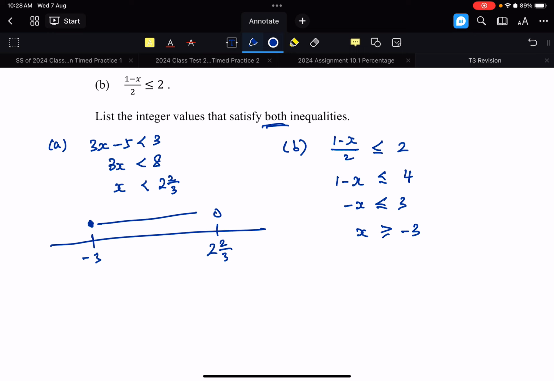Okay, therefore, let me try to do it nicely, right? Therefore, list of integers. Let's spell it properly. Integers are: we start from negative 3, negative 2, negative 1, 0, 1, 2. There we go. Okay, right, continuing.